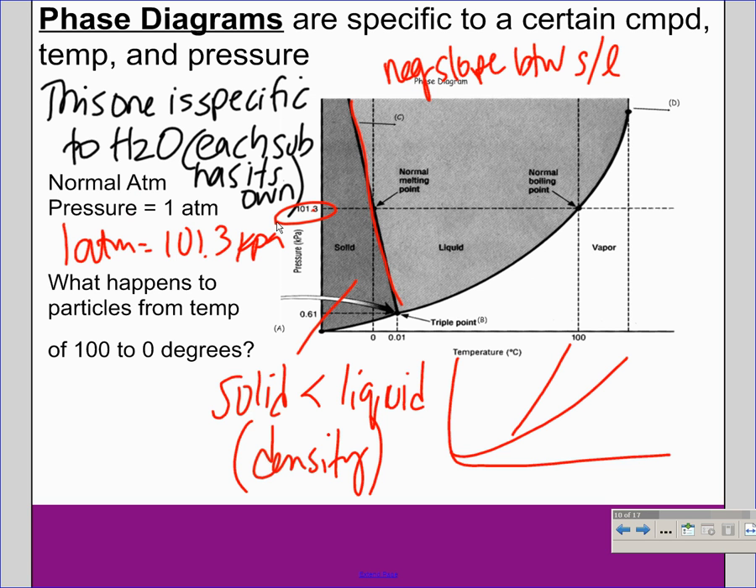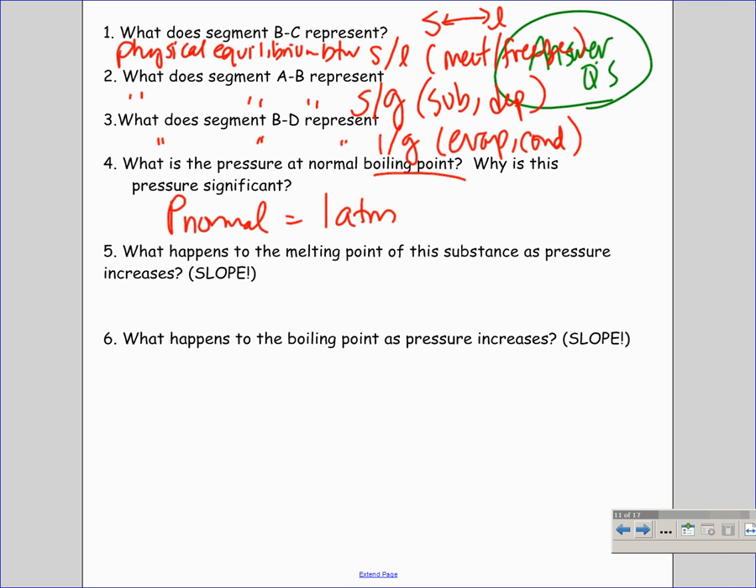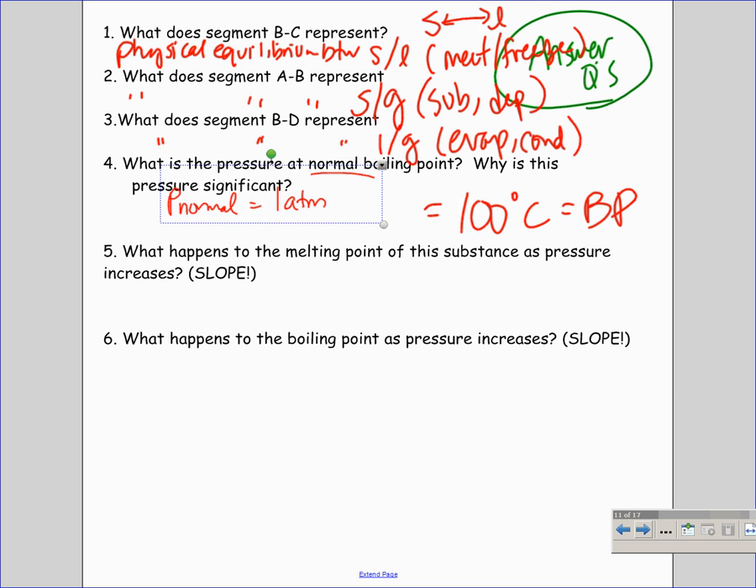So you read it here, it's hard to see, but there's our dot where the line crosses the melting line. The boiling point line is over here. Drop it down low, you see the 100. So 100 degrees C is the boiling point at normal pressure. Why is that significant? The reason that we have to know this is because the vapor pressure at this point is equal to the pressure of the atmosphere.